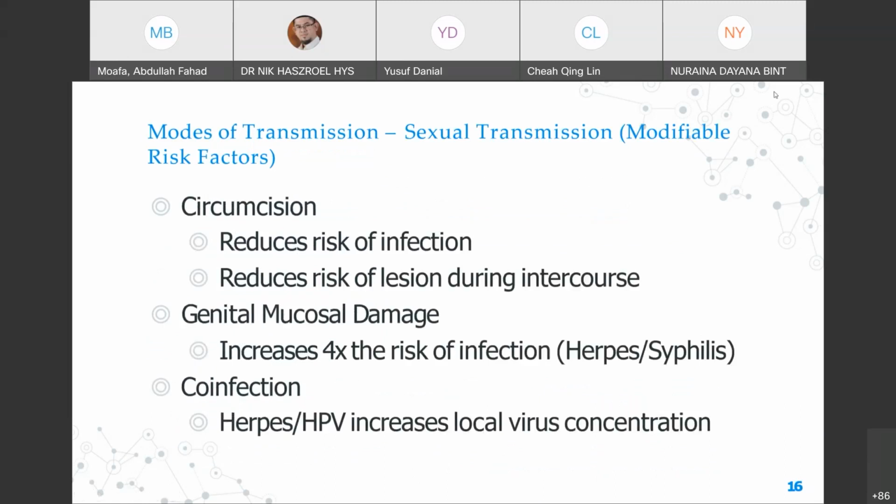Okay, along with the mode of transmission come the modifiable risk factors. The first one is circumcision. Circumcision overall reduces the risk of infection and reduces the risk of lesions during intercourse, because if you have more skin, you get more friction, more abrasion. And if the receptive partner has genital mucosal damage, they should bear in mind that this increases the risk of infection 4 times. For example, herpes and syphilis, also including HIV, and then co-infection. So if the receptive partner already has herpes or HPV, it already increases the local virus concentration.